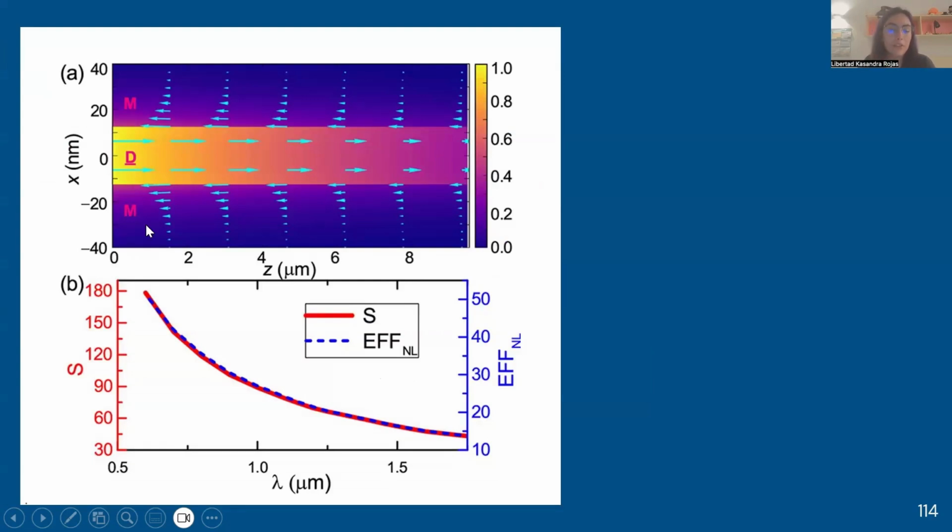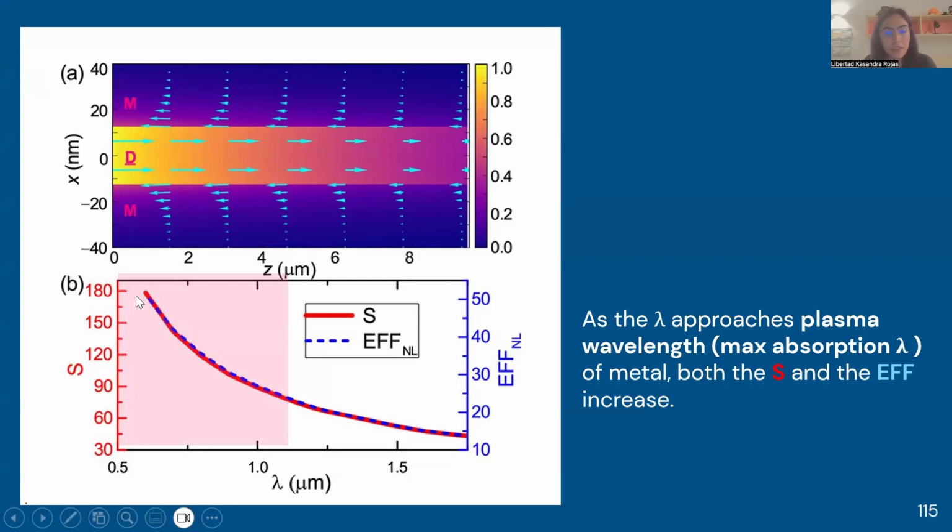This we've seen before. This is just showing us why we're able to have a slow light effect in MDM waveguides. But this other plot here is pretty much shown to tell us that even when you have high absorption losses because of our metal, so when you approach the plasma wavelength, the max absorption wavelength that you're going to have of our metals, usually within the ultraviolet regime, your slow light effect and your nonlinear effectiveness will increase. So they're still pretty high.